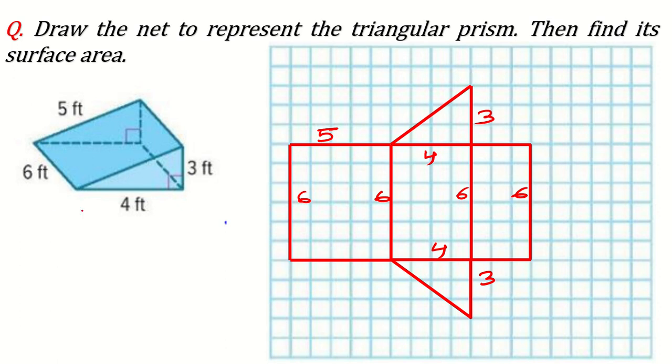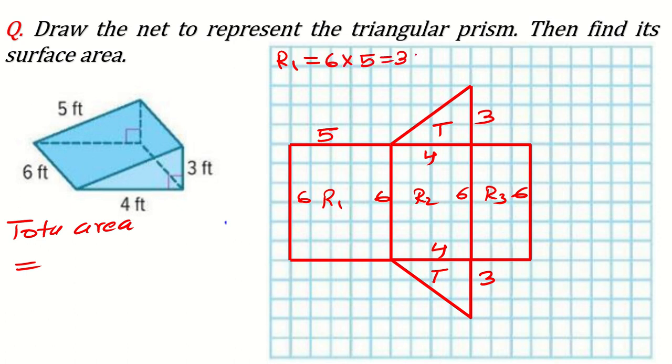I don't think so. So total area is equal to, see, this I am taking as rectangle R1, rectangle R2, rectangle R3, and this is triangle, this is also triangle. So first you write the separate areas. Rectangle 1, what is the formula? Base multiply by height, so it is 30.